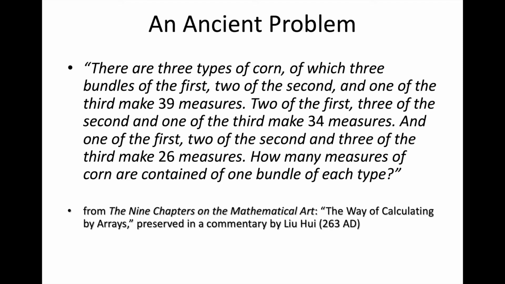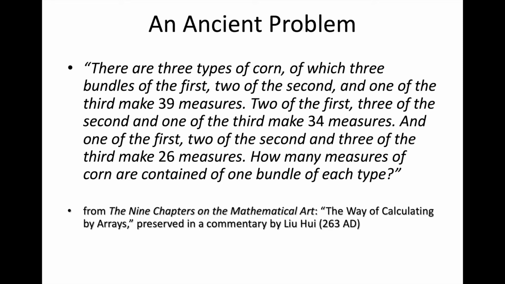So the problem involves 3 types of corn, and we're given some hints about these 3 types of corn. If you have a bundle of the first, two bundles of the second, and 1 bundle of the third, together they would make 39 measures. And then we know that if you take 2 of the first, 3 of the second, and 1 of the third, you get 34 measures.